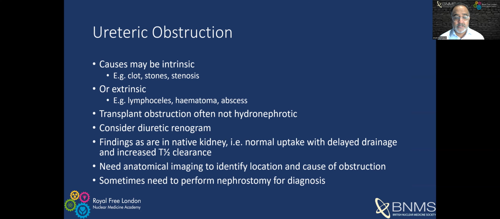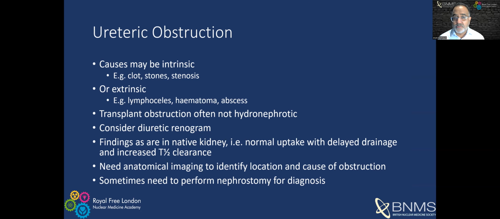If you are concerned about obstruction, I think it's important to perform a diuretic renogram in the same way you would do in a native kidney, and the findings are exactly the same. In other words, you would see normal uptake with delayed drainage and an increase in T-half of clearance.